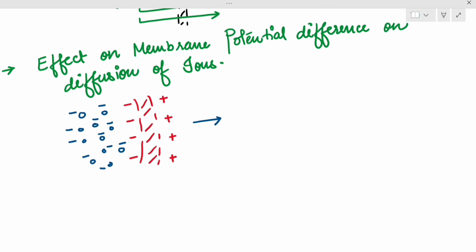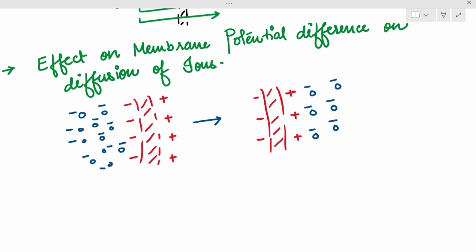So, if this is the membrane, this side is the negative and this side is the positive. So next, what will happen? Those negatively charged ions will be coming to the other side as compared to the negative side. Okay, got the concept?